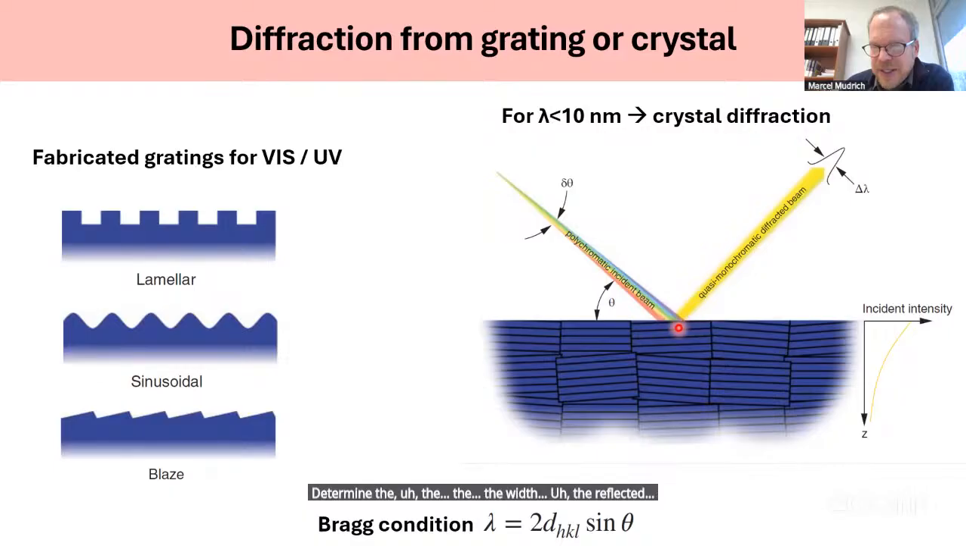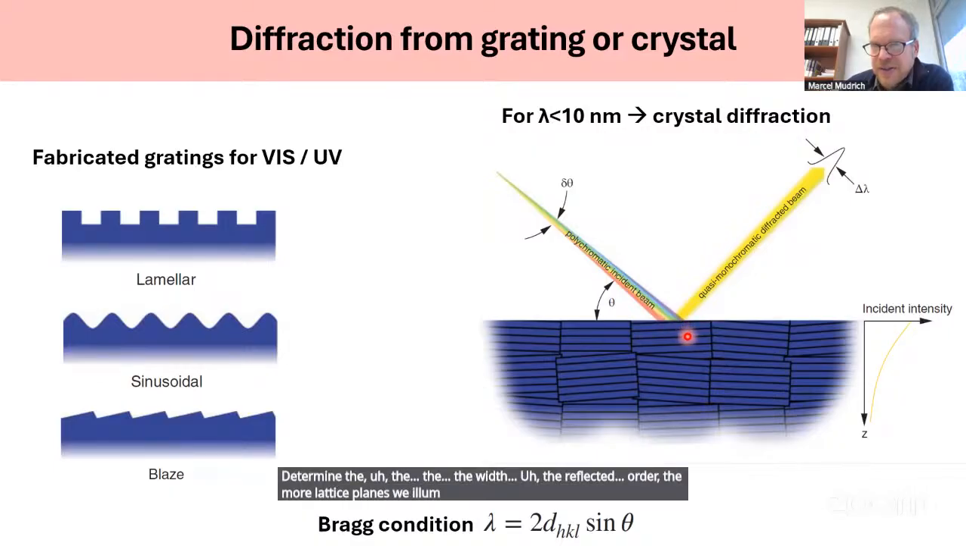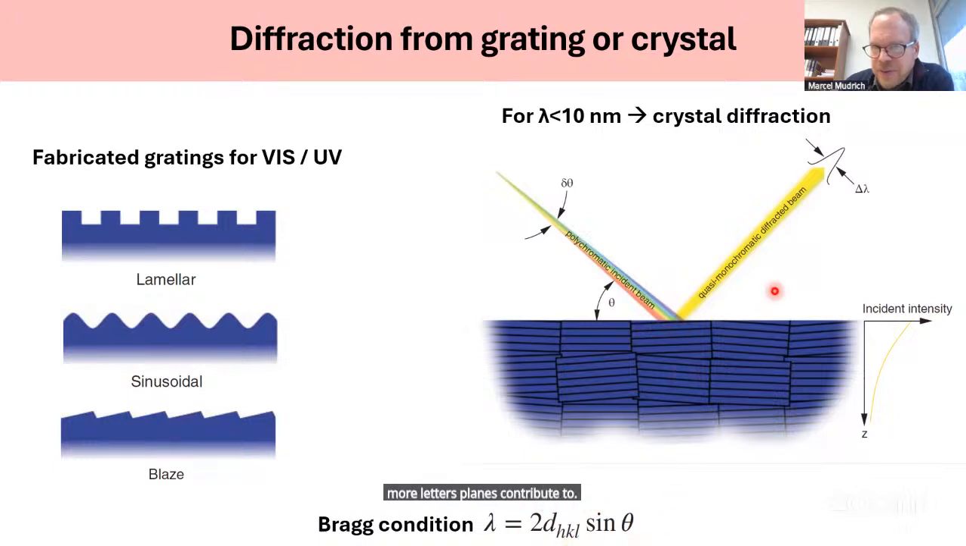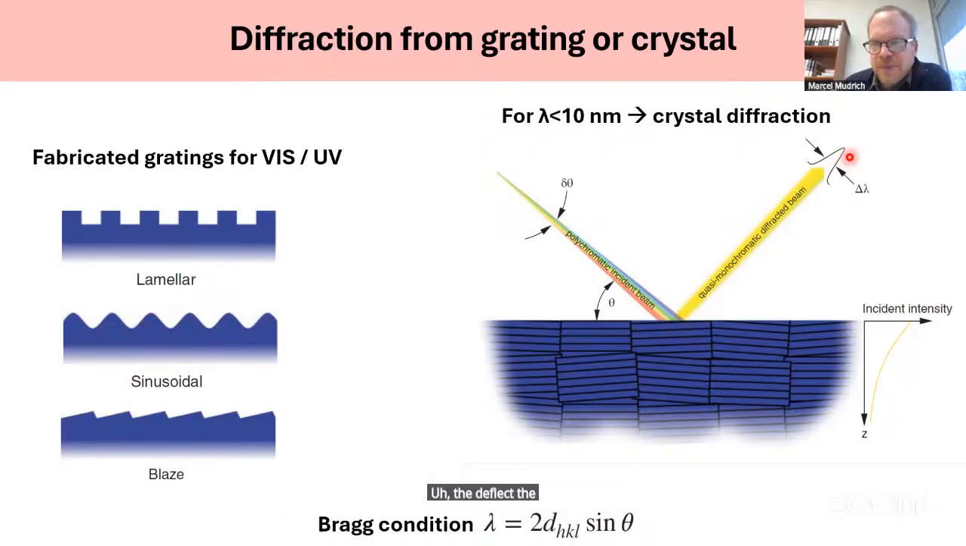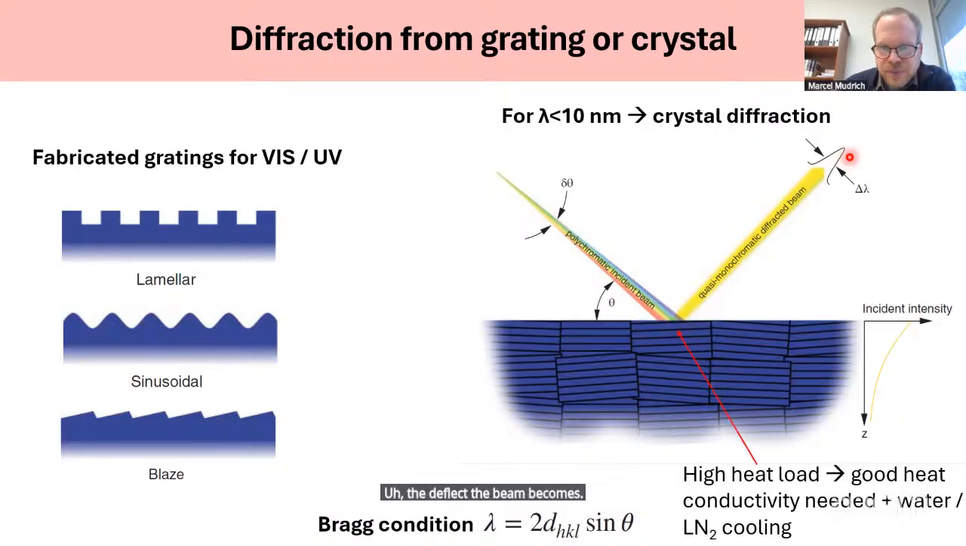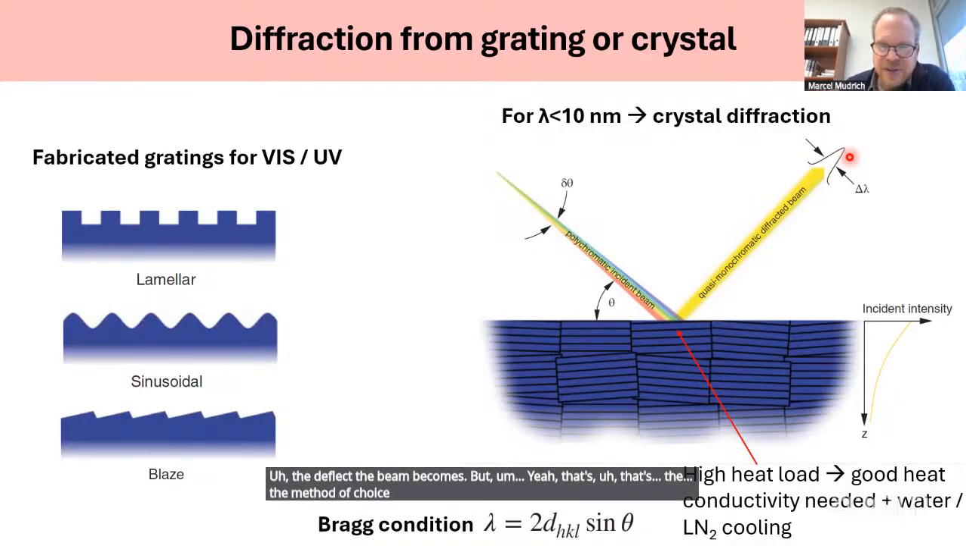The more lattice planes we illuminate, and the more lattice planes contribute to constructive interference, of course, the sharper the diffracted beam becomes. But yeah, so that's the method of choice in the X-ray. We just use single crystals.